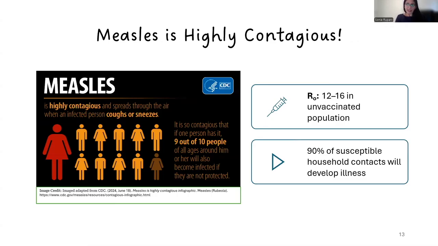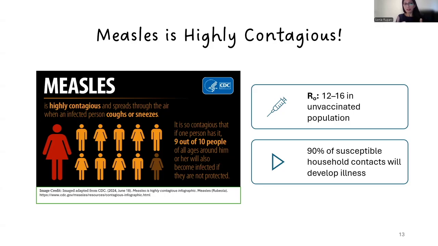Measles is highly contagious. It's one of the most contagious infections known. The R naught, or R0, value for measles just means how many cases of a disease you can see from one single case. So if one person was infected, how many more can that person infect? The R naught for measles is 12 to 16 in an unvaccinated population.